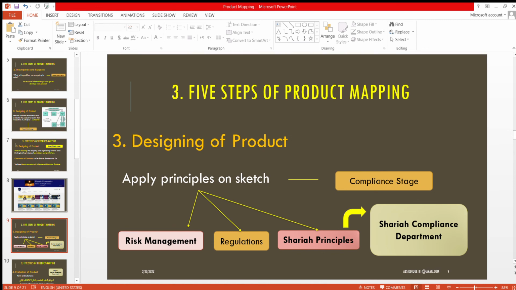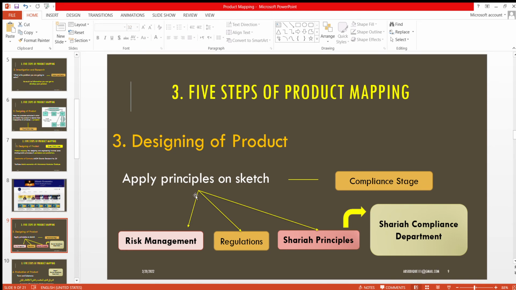Okay. The next level of designing of the product is the application of principles on the sketch that has been made and drawn on a page, and that is known as the compliance stage. We call it the compliance stage.